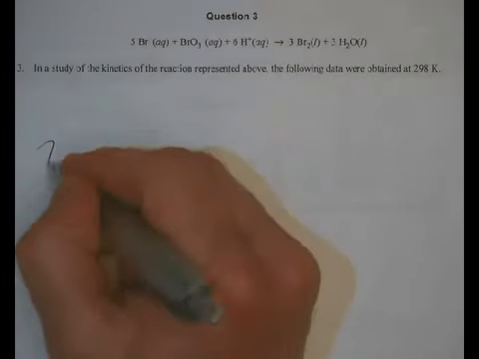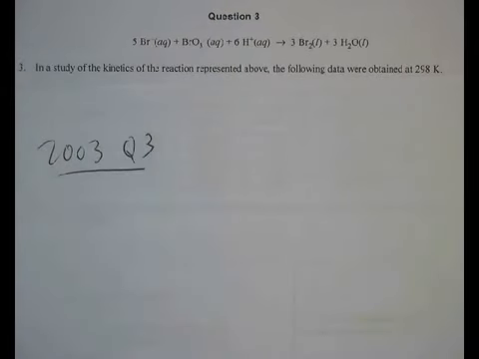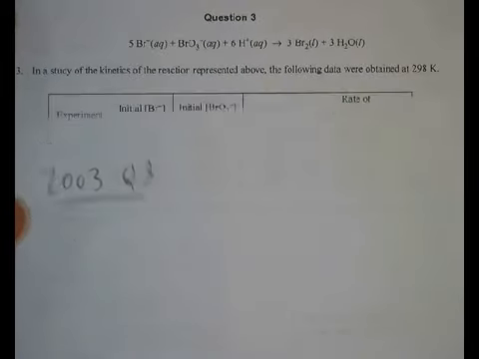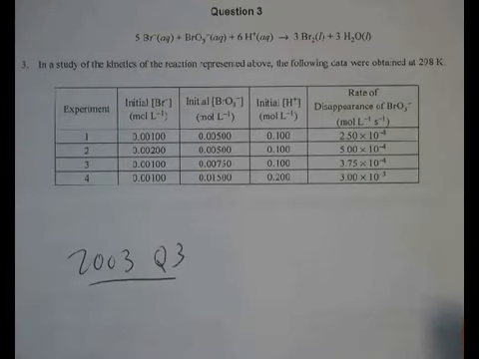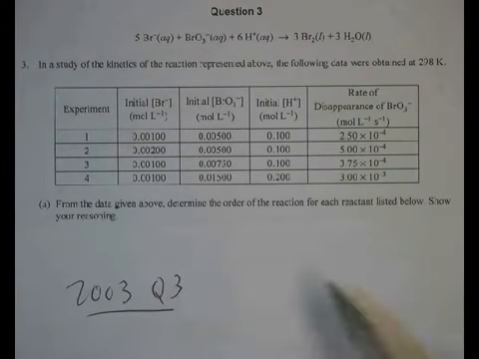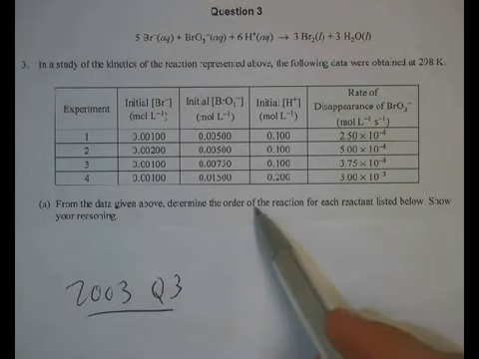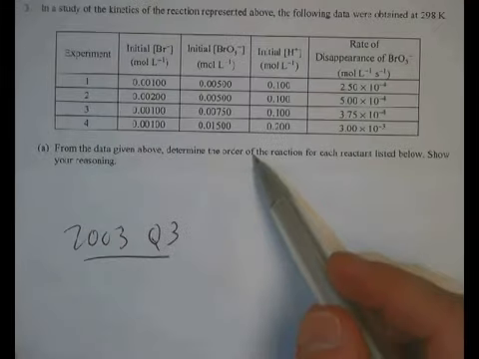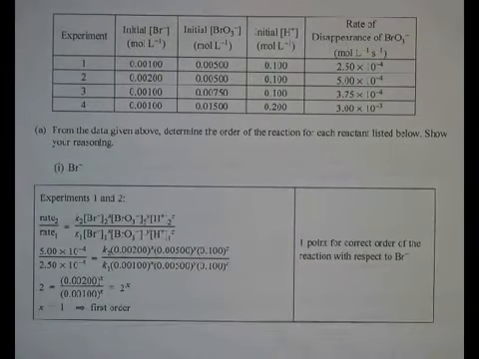It says, in a study of kinetics, the reaction listed above, the following data were obtained at 298 K. And then there's a bunch of data given below here, and they give you the initial concentrations of 3 different things and the rate of disappearance for those 3 things, which is, of course, the rate. And then they give you 4 experiments. From the data given above, determine the order of reaction for each thing listed below. Show your reasoning. So we're going to start with letter A, which says determine the order of Br minus.